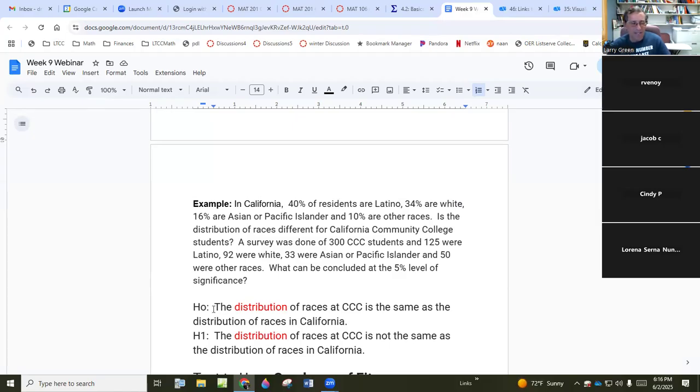Okay, so H naught. You do have to write H naught with a colon. That's always true. And then you write, in this case, the distribution of races at California community colleges is the same as the distribution of races in California. Let me say it again, but differently: the distribution of races at California community colleges is the same as the distribution of races in California. Why did I scream and yell that word? You should be used to it now. It's not my first time. And that's H naught.